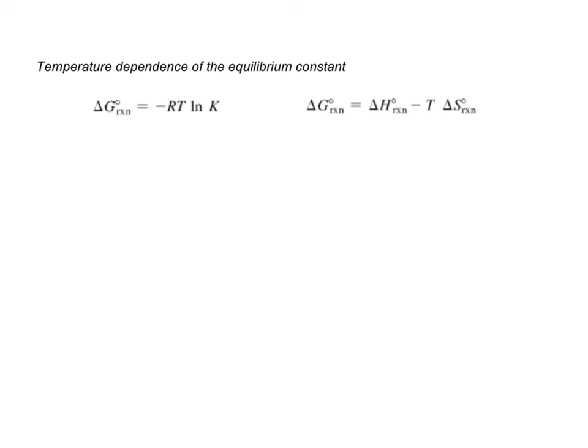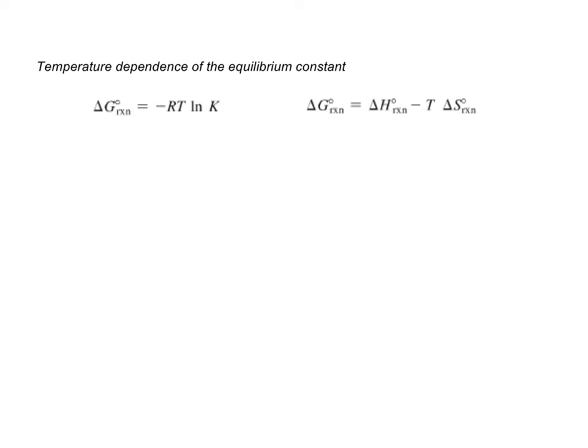The final thing I want to talk about is the temperature dependence of the equilibrium constant. What we've talked about with Le Chatelier's principle is that if the reaction is endothermic, heat is acting as a reactant, so increasing the temperature would shift the reaction to the right, and decreasing it would shift it to the left. And if it's exothermic, the opposite is true.